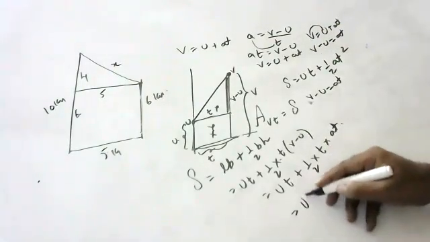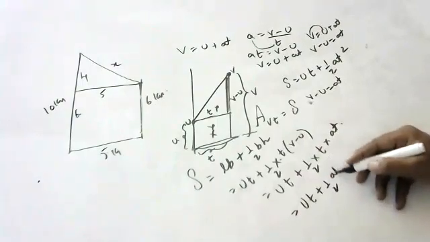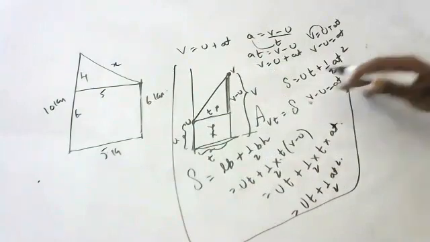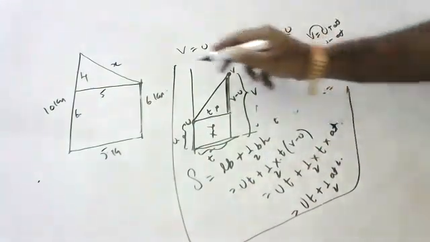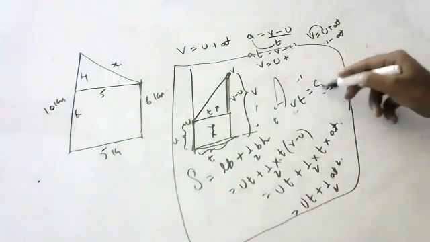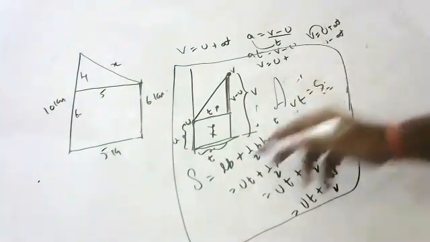So what did you get, children? S is equal to UT plus half AT square. This is the derivation, children. You should remember. Area of VT graph gives displacement. Area of VT graph gives what? Displacement. So displacement is equal to area.